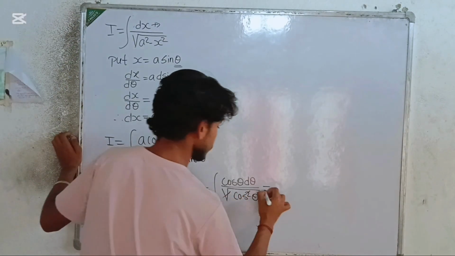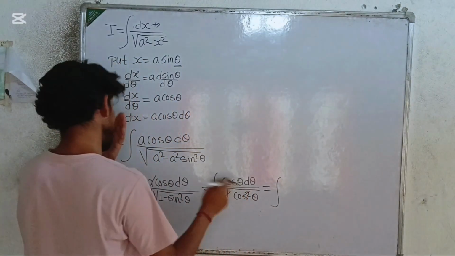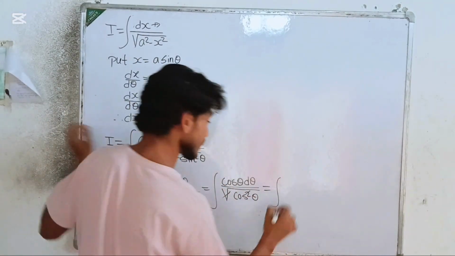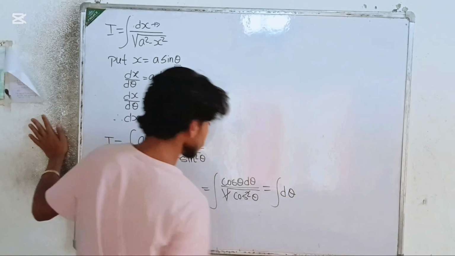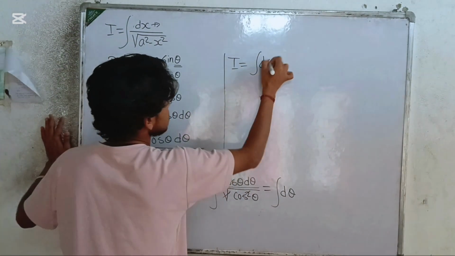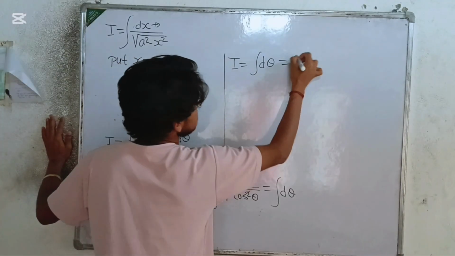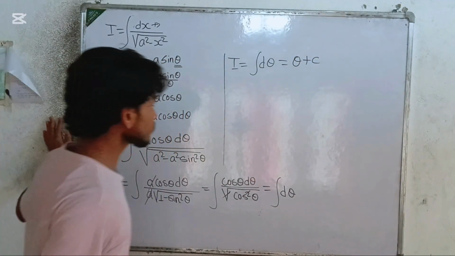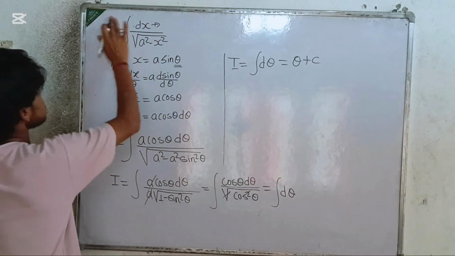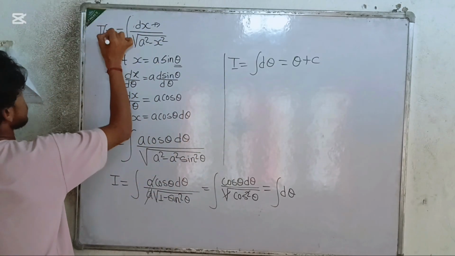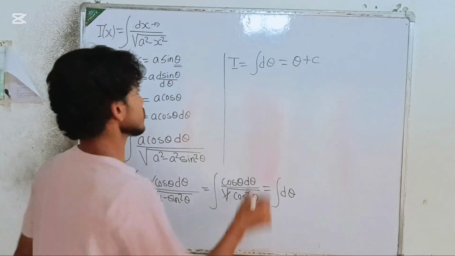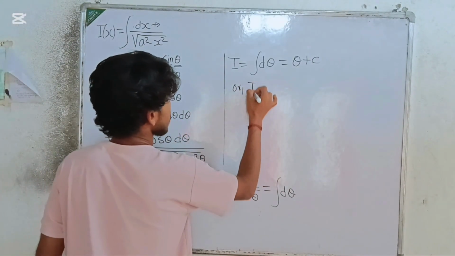Once it is taken out from the square root, the cos term is going to cancel out and we get simply the integral of d theta. So the integral I is the integral of d theta and we get theta plus c. Our integral is a function of x, so we have to put theta in terms of x, right? So how can we do that?